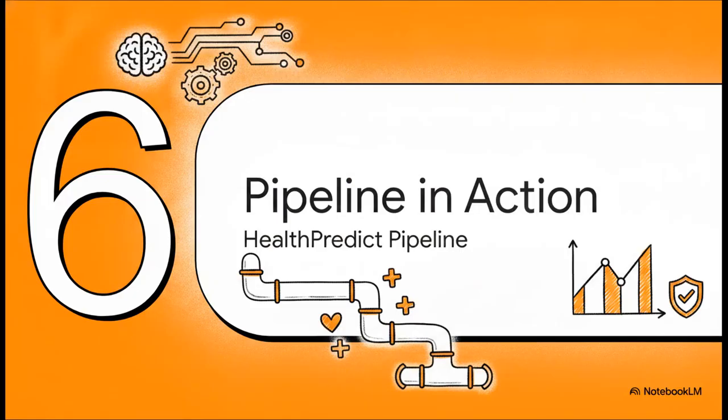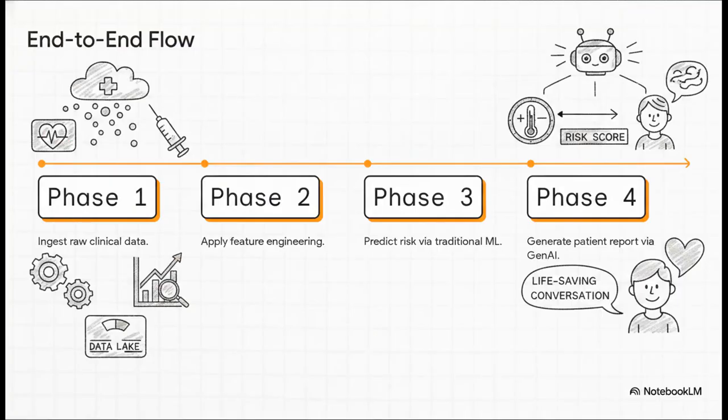And finally, Section 6, HealthPredict in action. Let's move on and see how this builds into an end-to-end flow. Phase 1. They ingest the raw clinical data from various clinics right into a data lake. Phase 2. The ML engineers step in, applying all that feature engineering we just talked about, standardizing BMI, imputing missing blood pressure, and applying target encoding to medical conditions. Phase 3. They feed this perfectly clean data into a traditional machine learning model like a logistic regression, which calculates a highly explainable statistical risk score for diabetes.